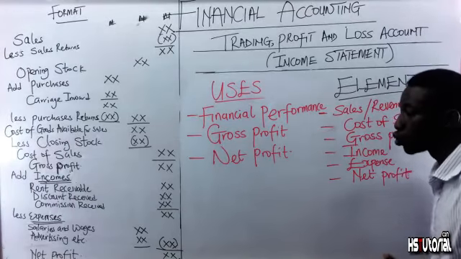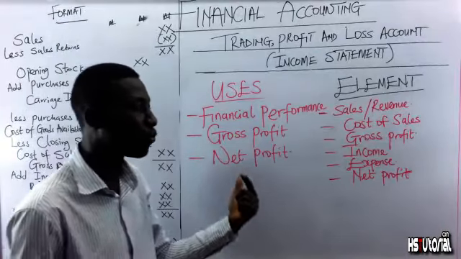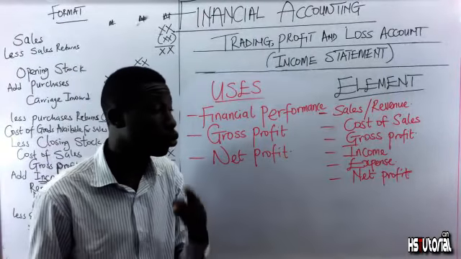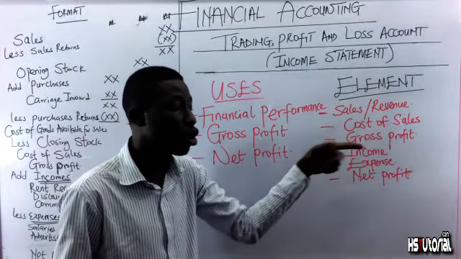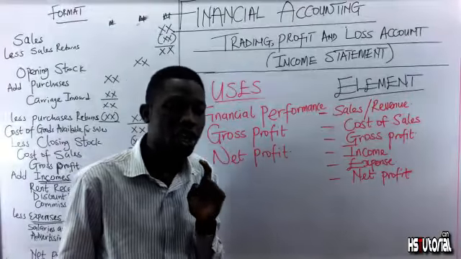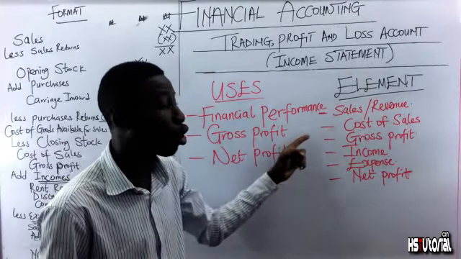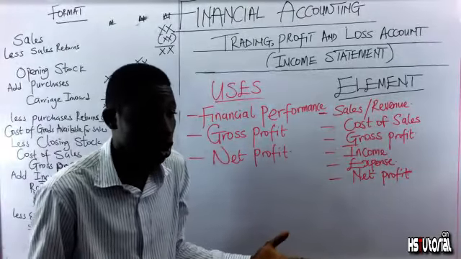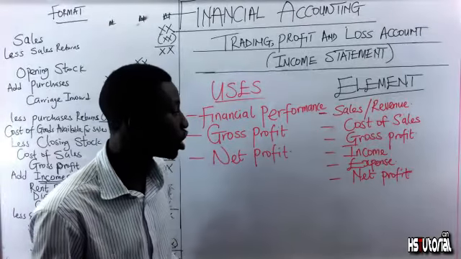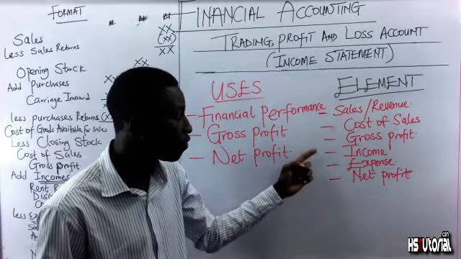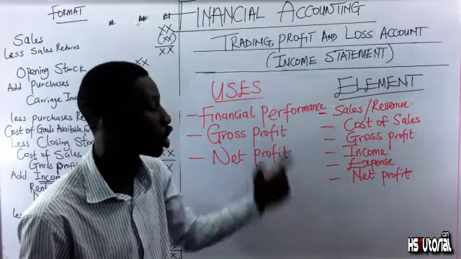Then now let's move to the next one, which is the elements of income statement. What are the things that you will need to find in your income statement? The first one is the sales or revenue. If you don't call it sales, you call it revenue. If you don't call it revenue, you call it turnover. Then the next one is the cost of sales. If you don't call it cost of sales, you can also call it cost of goods sold. Then the next one is the gross profit. The gross profit is another thing you will need to see in your income statement.